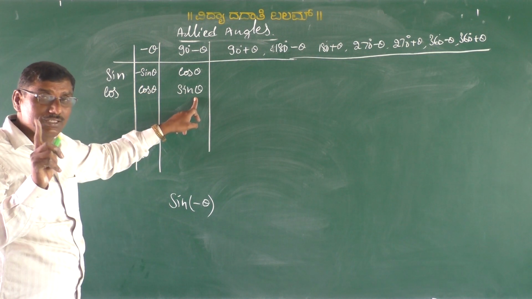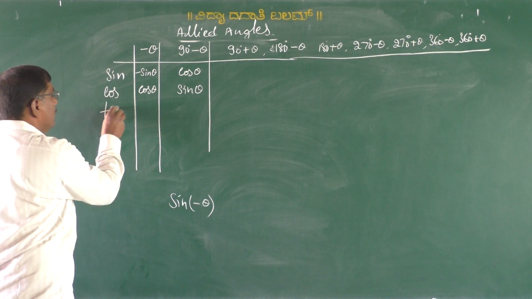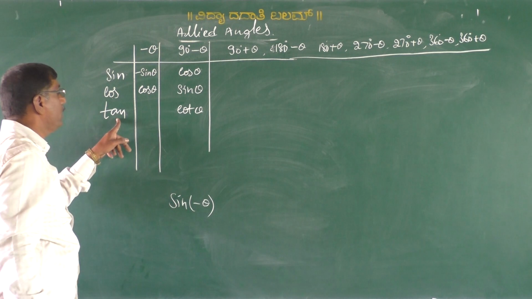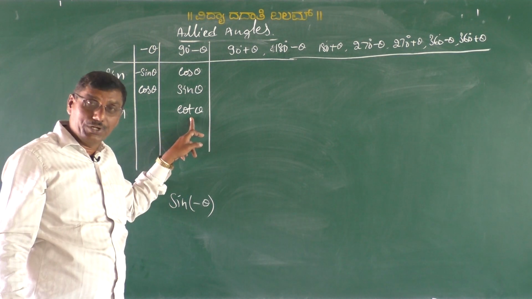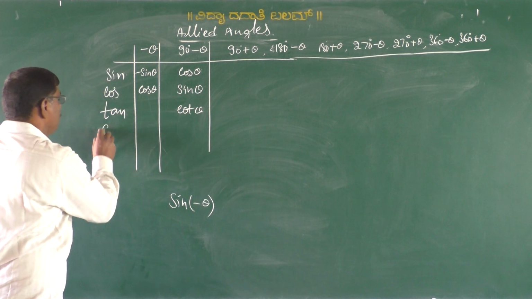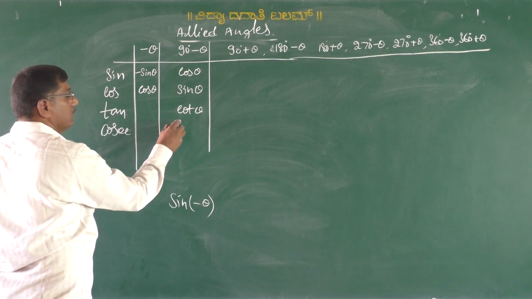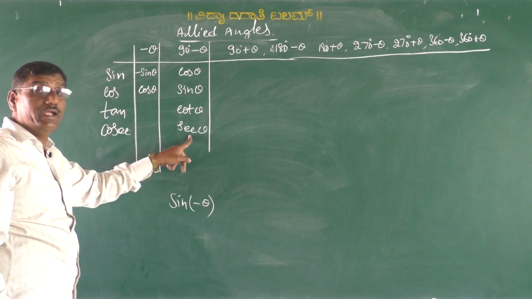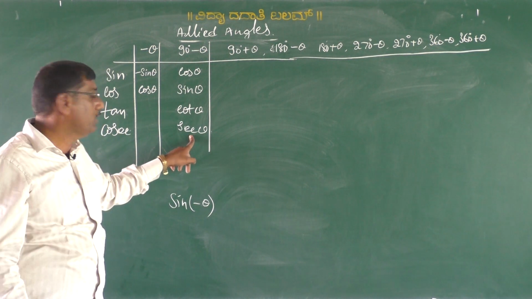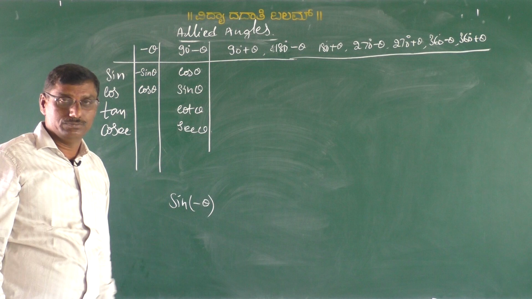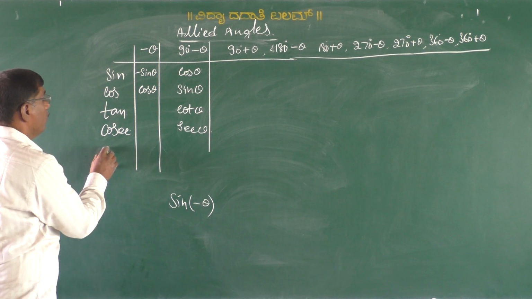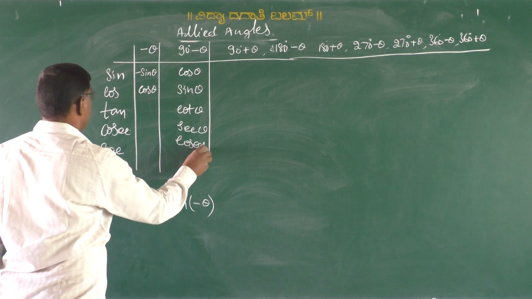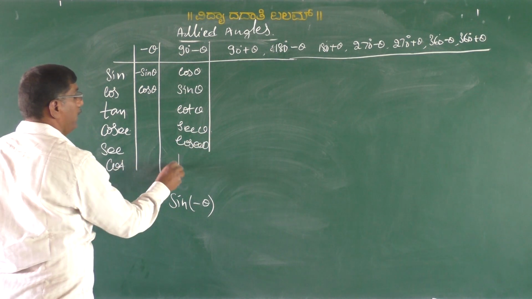Yes, my dear students. For tan, cot theta, because for tan, cot is the co-ratio, isn't it? For cosecant, we can write secant theta because of the co-ratio. Next, for secant, cosecant theta. The last one is cot, tan theta.